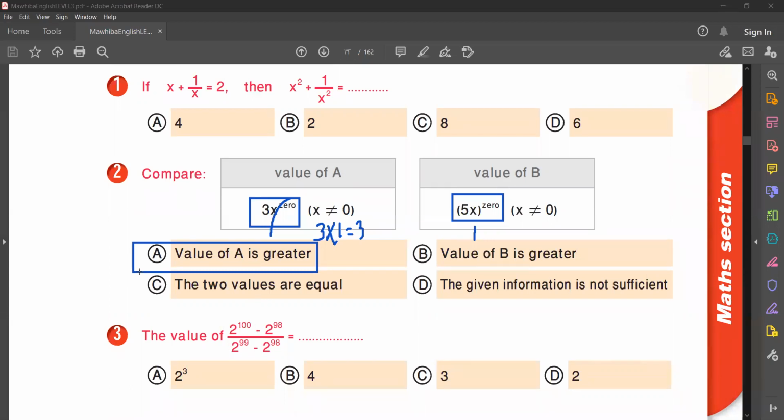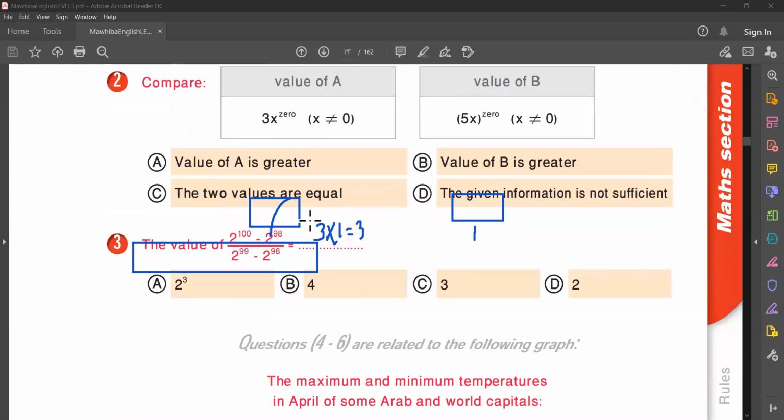Is it clear, my student? Do you understand? I think it is easy, right? It is easy because x to the power 0 equals 1, and 5x to the power 0, because all is in the brackets, equals 1. Right. Now we will take number 3.